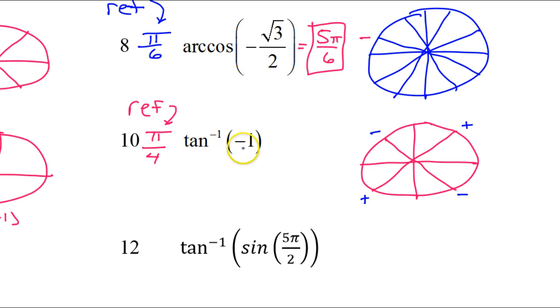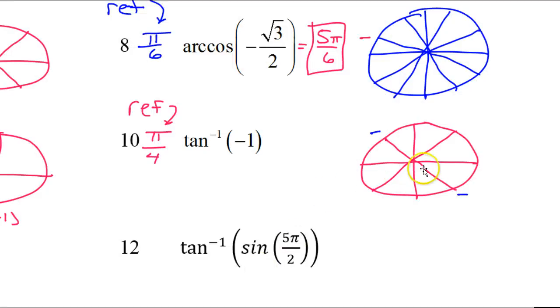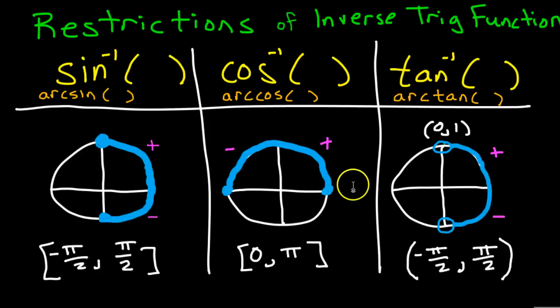Now I want a negative tangent, so I can forget about these two. Then I look at the restrictions. Inverse tangent has a restricted range on the right side of the unit circle. So with that in mind, I can forget about the one on the left side of the unit circle. So this is the only answer, and I will call this negative pi over 4. I cannot call this 7 pi over 4 because that would take me outside of the restricted range.